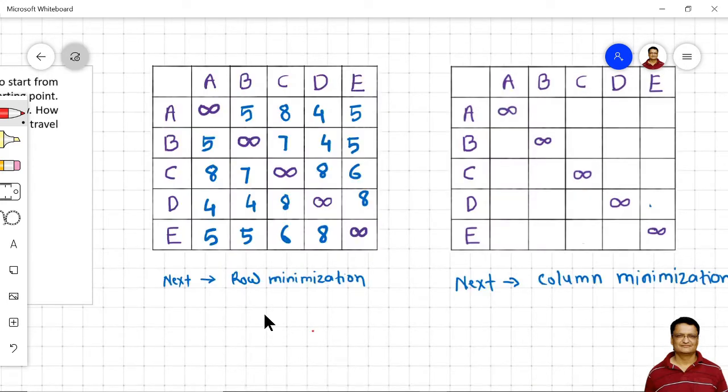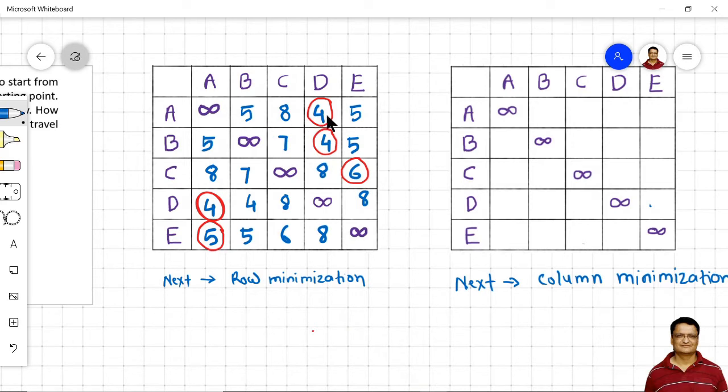To start with the assignment problem, the first step is row minimization. So for row minimization, we will select the smallest element from each row. For the first row, the smallest element is 4. For the second row, the smallest element is 4. For the third row, the smallest element is 6. For the fourth row, the smallest element is 4. And for the fifth row, the smallest element is 5.